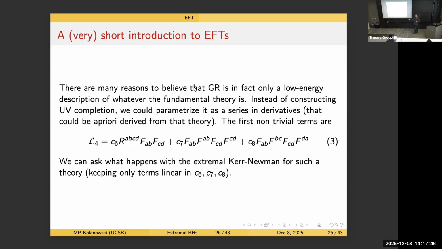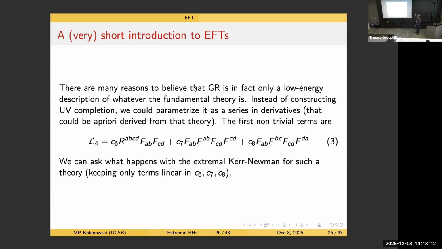and just parameterize higher derivative corrections. The first non-trivial terms for Einstein-Maxwell are given by the following 3 coefficients. In general, you would have more terms, but you can kill them by field redefinitions. So these are the only 3 field-redefinition invariant terms. And we can ask what happens with extremal Kerr-Newman in this theory.